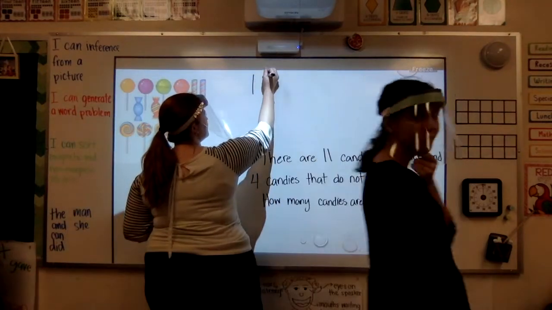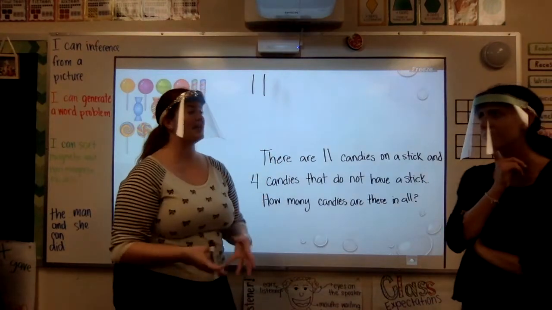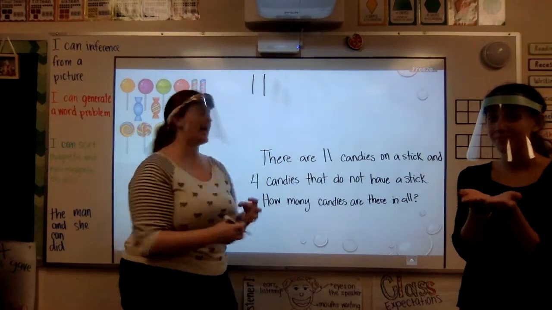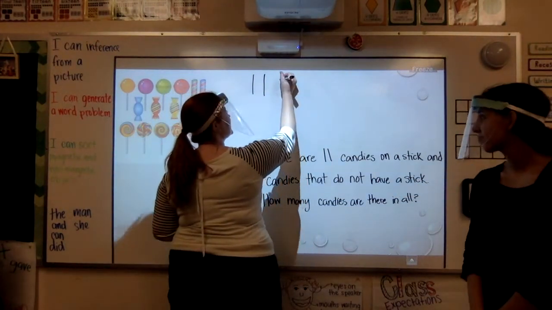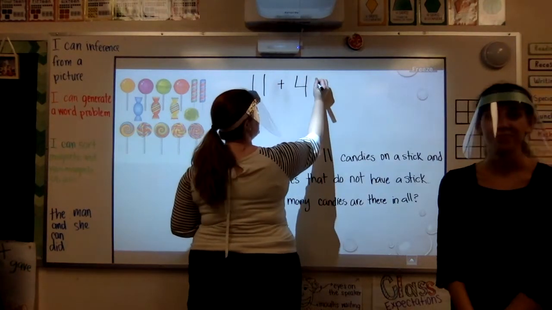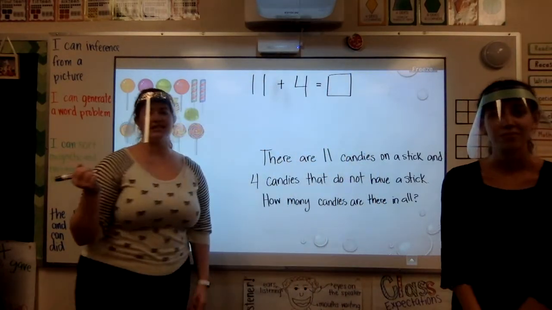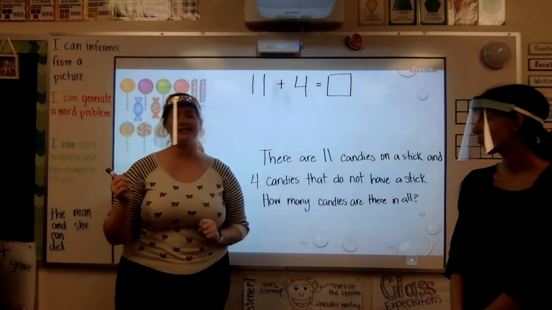So I know I start with 11, and then it says and, that tells me I'm going to add, and is together. So there's 11 on a stick and 4 not on a stick. How many candies are there all together? So here is my number sentence set up.